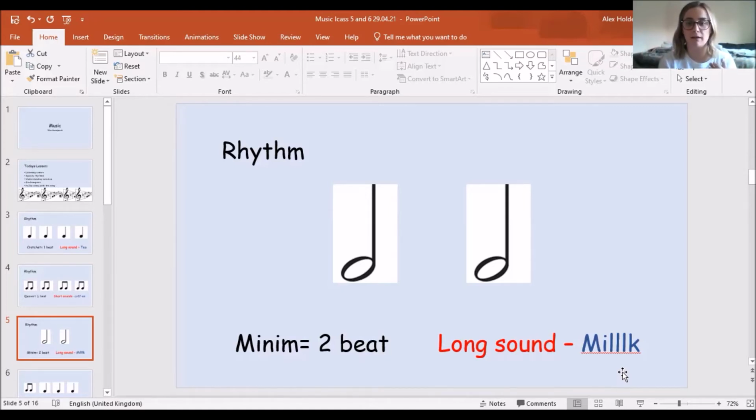So it's not a milk, because that would be worth 1 beat. This is worth 2 beats. So we need to slow down the milk so that it turns into 2 long beats. So we've got milk, milk.